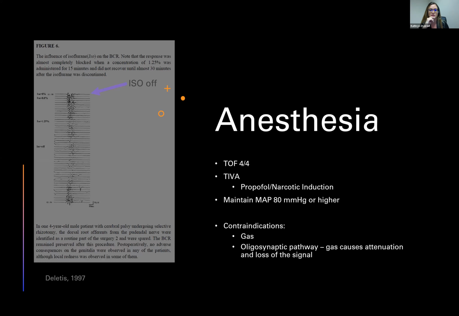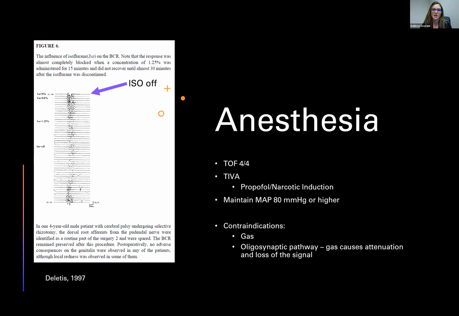This is from a study in 1997 by Deletis. They started the case with gas off, got a beautiful response, and then turned on isoflurane to 1.25% to see how it would affect the signal. You can see a huge decrease in the size of the response. Then after the response started decaying, they turned the gas back off, and it still took about 30 minutes for the response to recover from the deterioration caused by the gas. So ideally, you really do want to go with a TIVA regimen to be able to monitor these reliably in your surgeries.